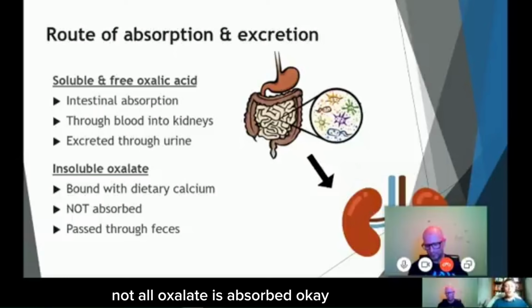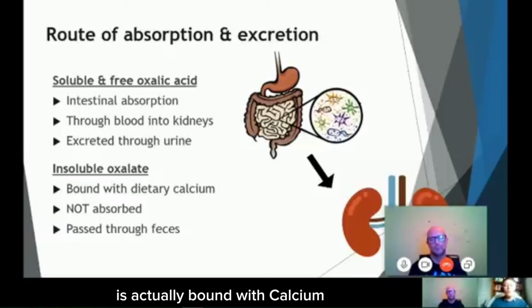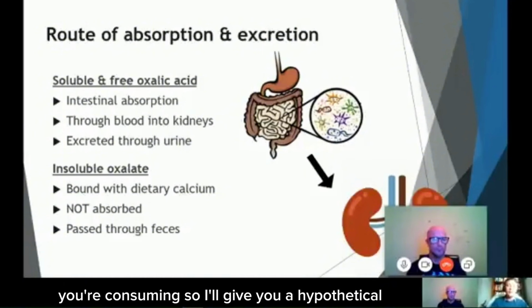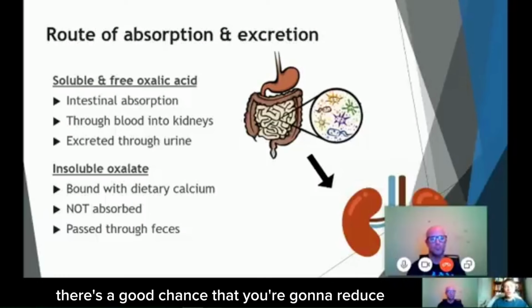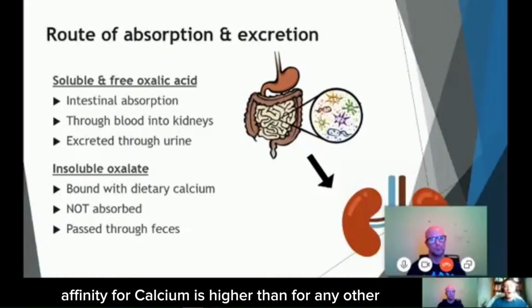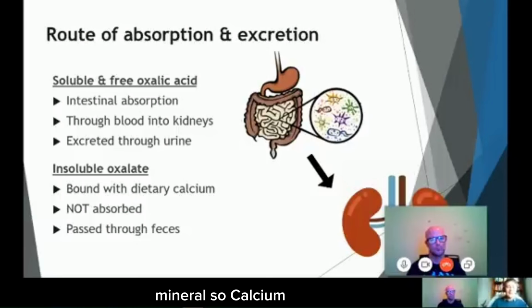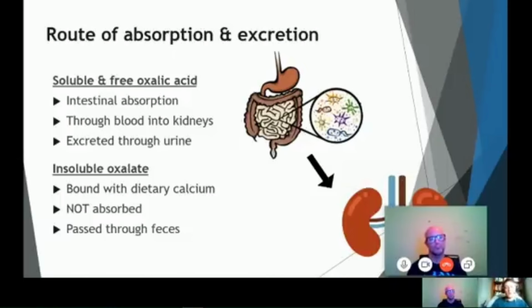not all oxalate is absorbed. Okay, some of the oxalate, what we refer to as insoluble oxalate, is actually bound with calcium. So that calcium might be in the food, or it might be with other food that you're consuming. So I'll give you a hypothetical. If you eat spinach in conjunction with cream cheese or some dairy, there's a good chance that you're going to reduce the amount of oxalate that your body absorbs significantly. Okay, and this is because oxalate's affinity for calcium is higher than for any other mineral. So calcium in that sense is highly protective against the damaging effects of oxalates in foods.